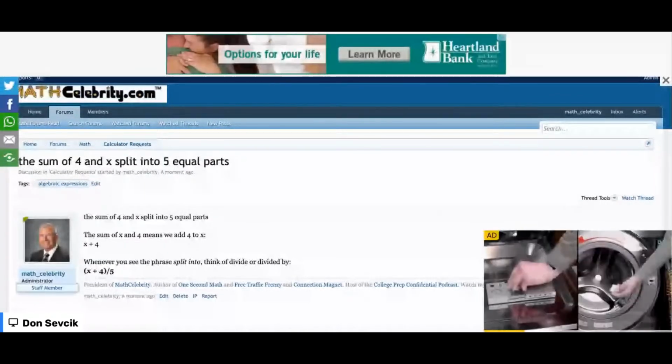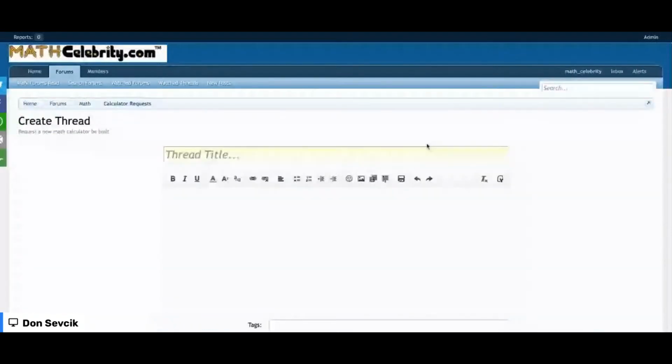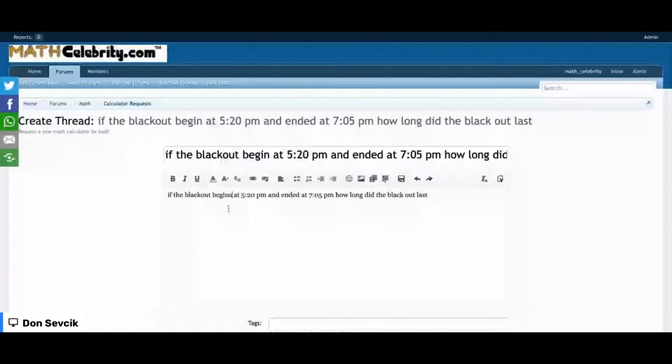Weighted average. All right, let's do this. Get warmed up, and then we'll jump into the harder ones. I like to knock out the easy ones quick. It should be begins. If people type this in, I'll correct the spelling. If the blackout begins at 5:20 p.m. and ended at 7:05 p.m., how long did the blackout last?